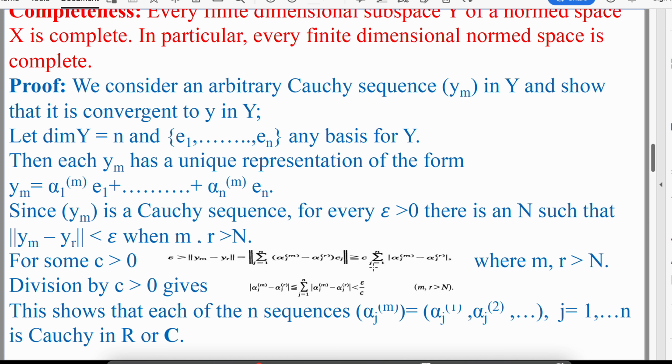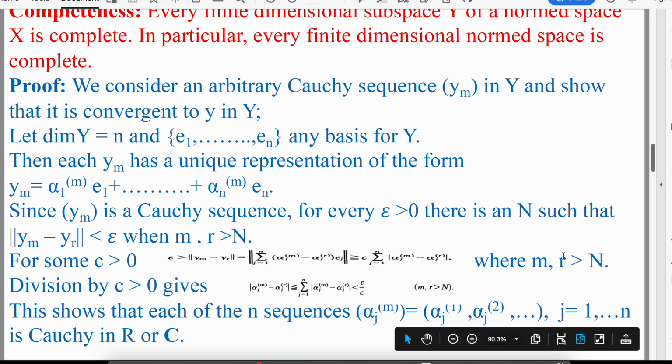and this is greater than or equal to c times sigma j equal to 1 to n modulus of alpha jm minus alpha jr. Here m and r are greater than n. Because c is greater than 0, we can divide by c. So if we divide by c, epsilon upon c is greater than or equal to this term. Or we can write, shifting terms, modulus of alpha jm minus alpha jr is less than or equal to sigma j equal to 1 to n modulus of alpha jm minus alpha jr, and less than epsilon by c. I have written it in the reverse direction.